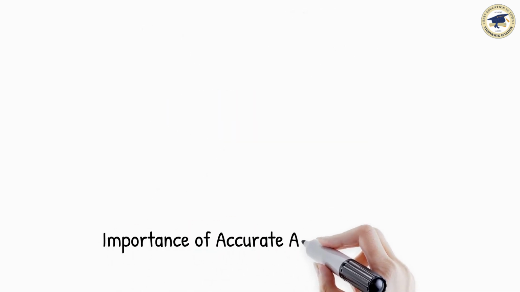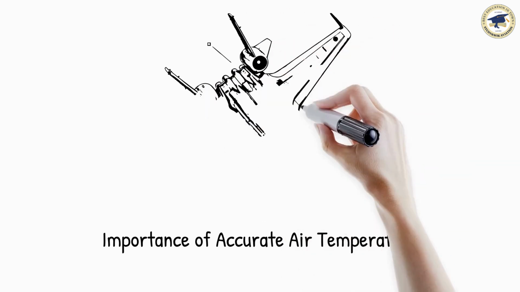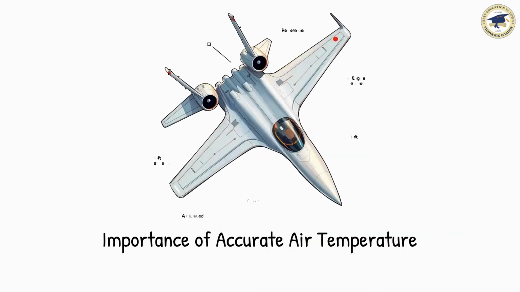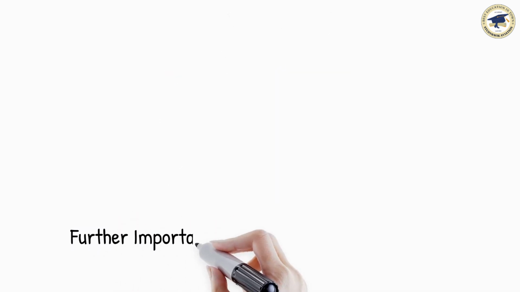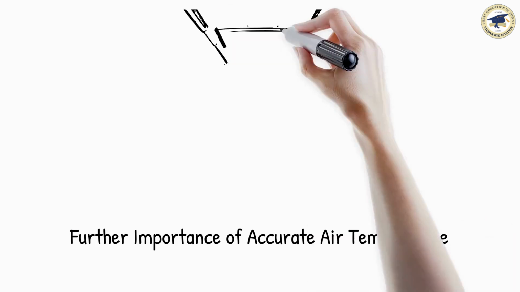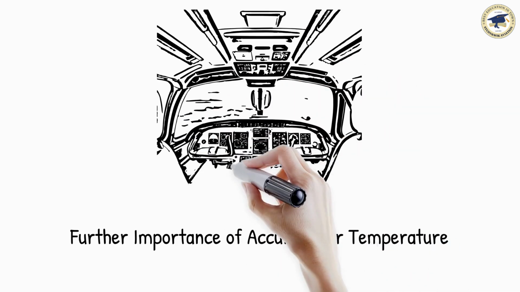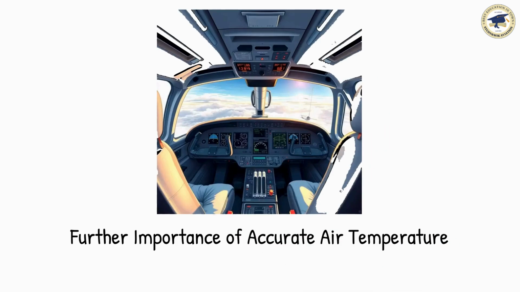Performance calculations. Air density depends on temperature, and density directly affects lift, thrust, and engine efficiency. Altitude indications. Pressure altitude and density altitude are temperature dependent, so OAT corrections are essential for accurate readings. Weather and safety. Icing forecasts and turbulence detection rely on precise OAT data. Fuel efficiency. Modern jet engines optimize fuel flow using corrected SAT readings.